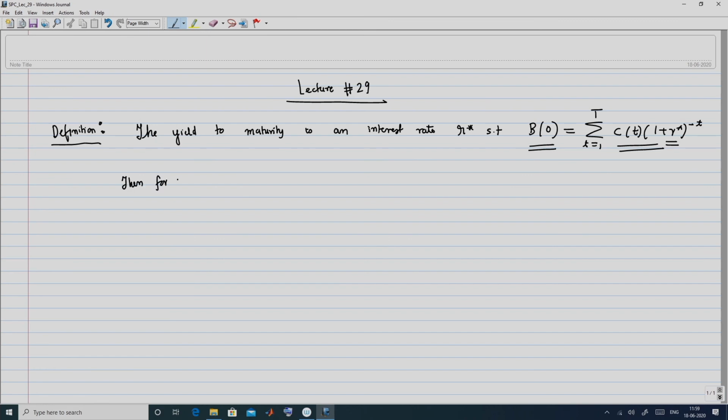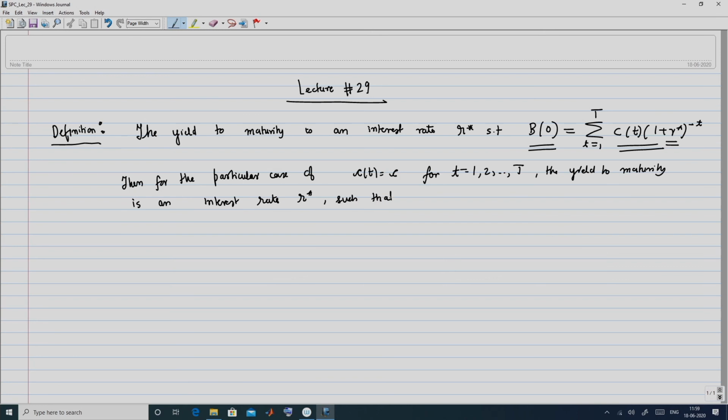Then for the particular case of all the coupons being identical to C for t equal to 1, 2 all the way to capital T, the yield to maturity is an interest rate R star such that B of 0 is equal to the summation over t equal to 1 to capital T of C into 1 plus R star raised to minus t, plus B of capital T into 1 plus R star raised to minus capital T.